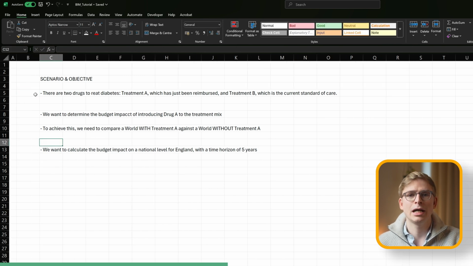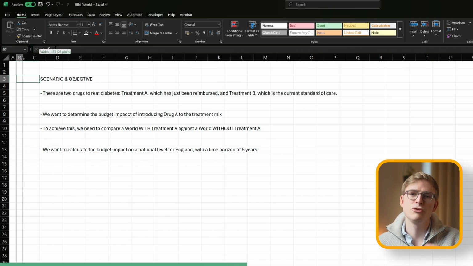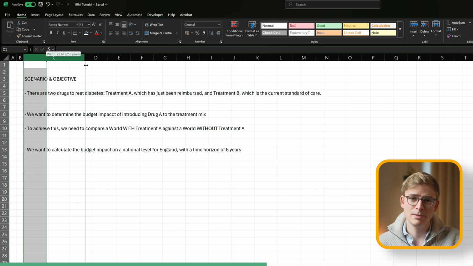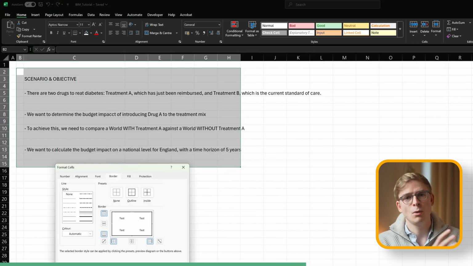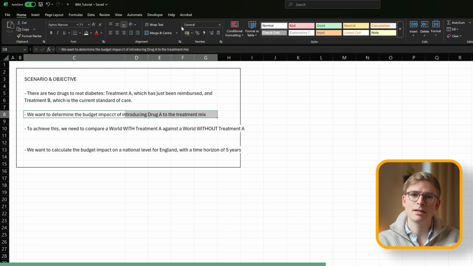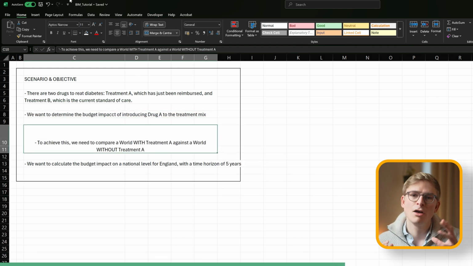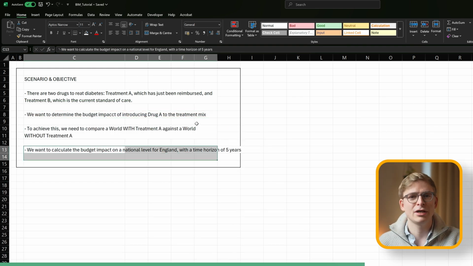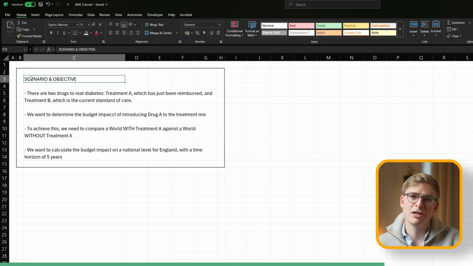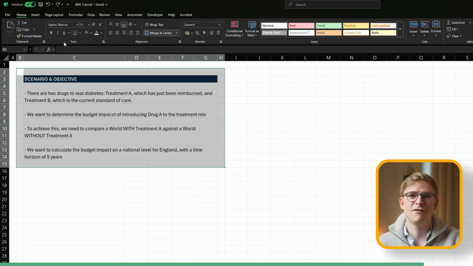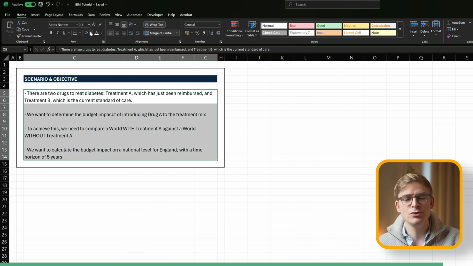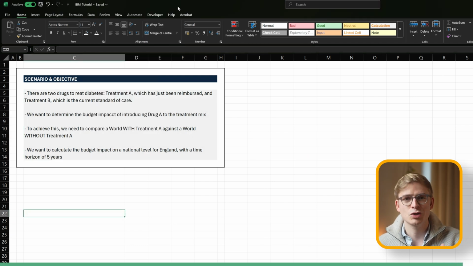Our aim is to calculate the budget impact of introducing our new drug A to the treatment mix, which we're going to achieve by comparing a world with treatment A against a world without treatment A. For the sake of this video, we're putting ourselves in the shoes of a budget manager for NHS England, who's been tasked with quantifying the 5-year budget impact of introducing treatment A from a national perspective.